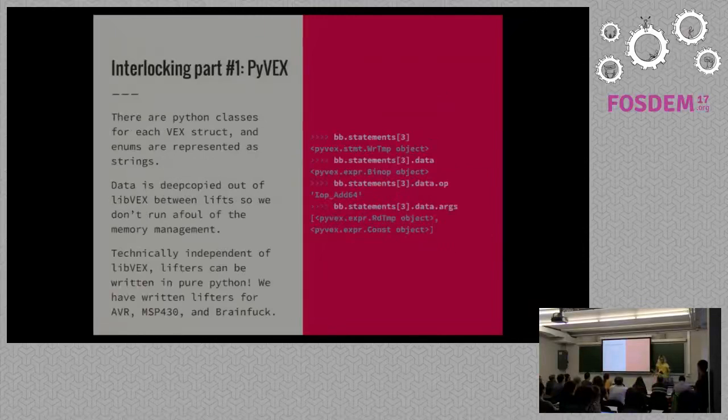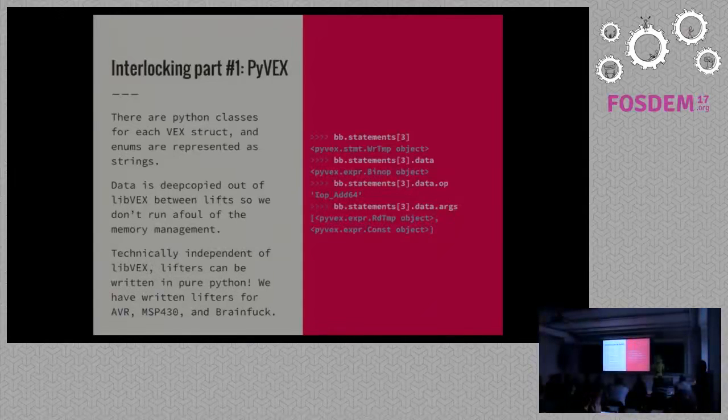So the way we've done this is there's a whole lot of hacking into Libvex in order to actually get the IRSB object out, and then we deep copy it into a set of Python classes that represent the internal VEX structs that are easy to work with in Python. So you can just drill into an IRSB and say, well, what's the third statement's operation and what are its arguments, which are a read temp and a constant statement.